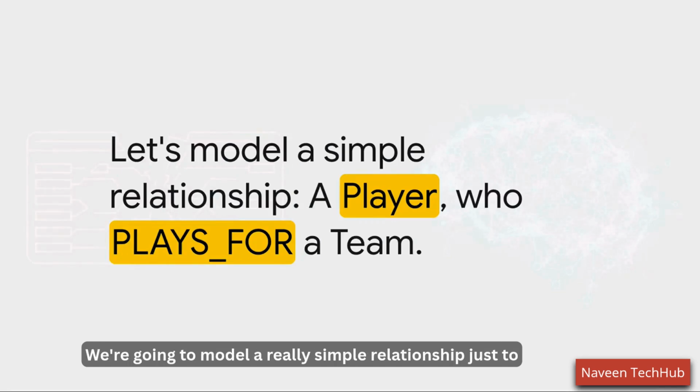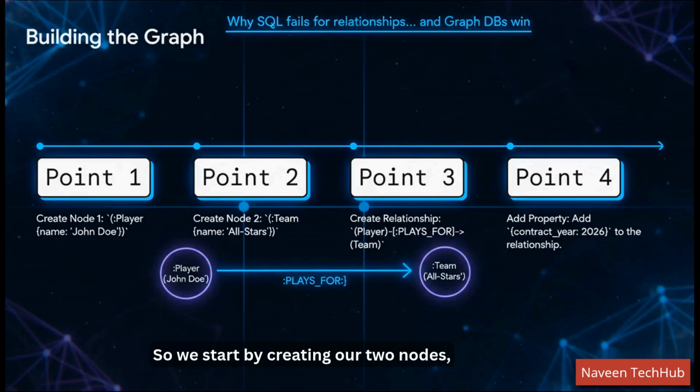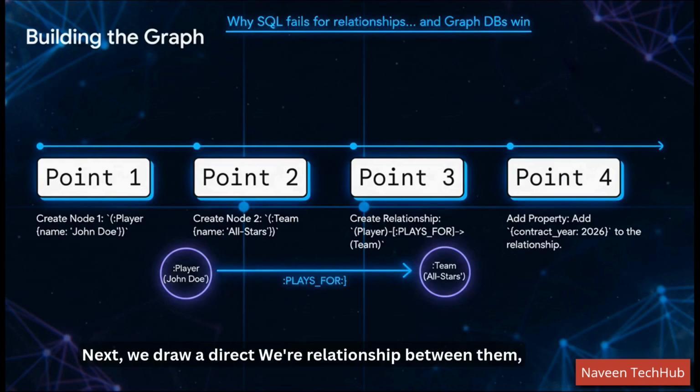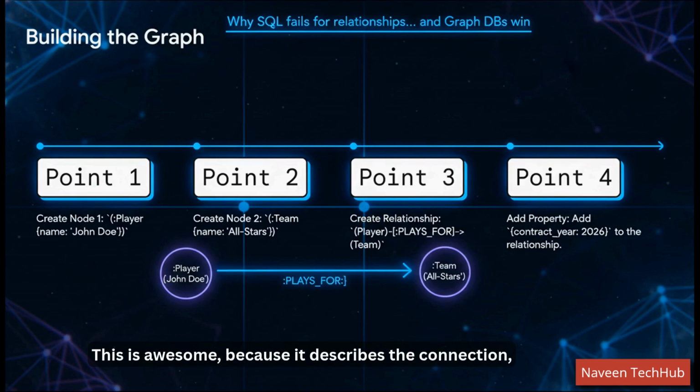Okay. Theory is great, but let's put this into practice. We're going to model a really simple relationship just to see how intuitive this all is. We'll take a player who plays for a team. So we start by creating our two nodes, one for our player, let's call him John Doe, and another for the All-Stars team. Simple enough? Next, we draw a directed relationship between them, showing that the player plays for the team. But here's a really key feature. We can add properties directly to the relationship itself, like the contract year. This is awesome because it describes the connection, not just the things being connected.